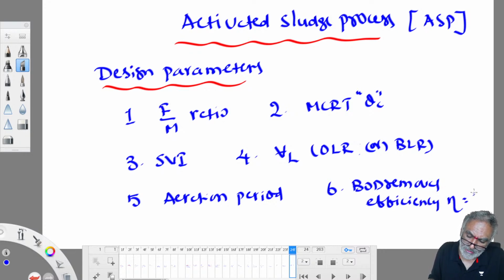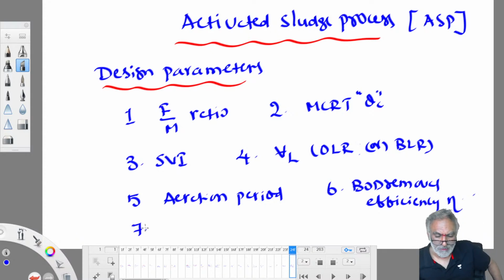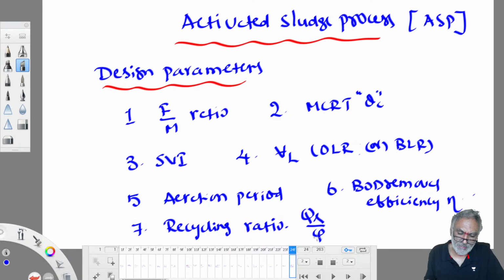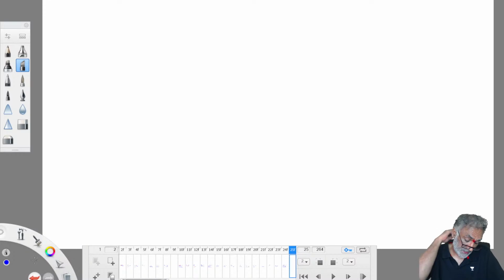So this many parameters are there, and the 7th is recycling ratio. So this many parameters are there to design the activated sludge process. This many equations you have to remember. Important: the first 3 are very, very important.